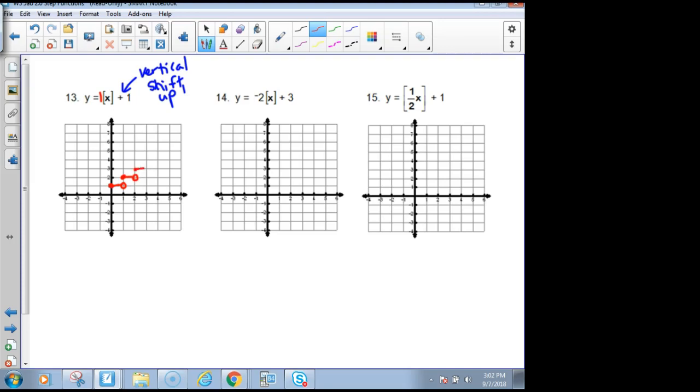Okay, so just continue making steps. Remember not to connect vertically. There should be openness between the steps. And keep going backwards, following the pattern.